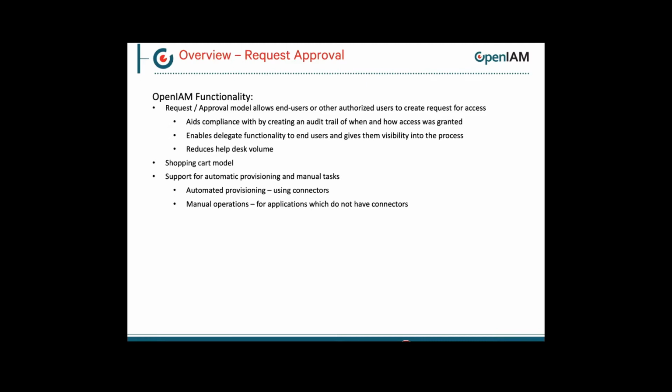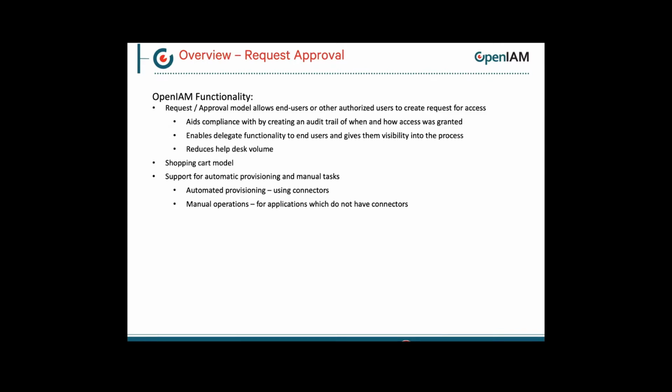So now, focusing a little bit on the request approval functionality. The idea here is that we have two types of ways that people can get access. One is your automated user lifecycle management, the joiners, movers, leavers processes, and the birthright rules that go with them. And the other is a request approval model where somebody can go in and request access, right? So they can go to the self-service portal.